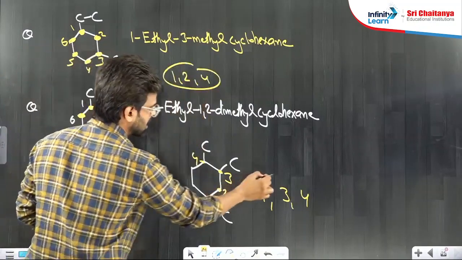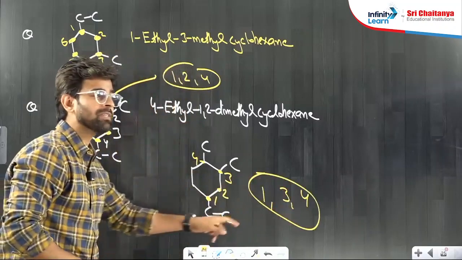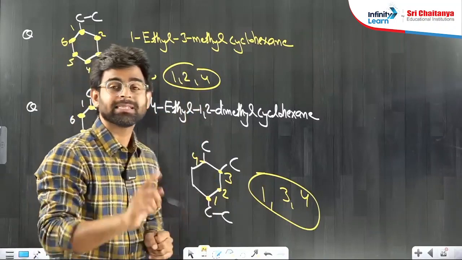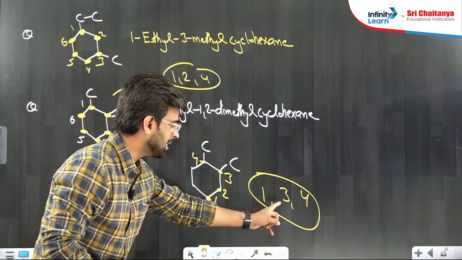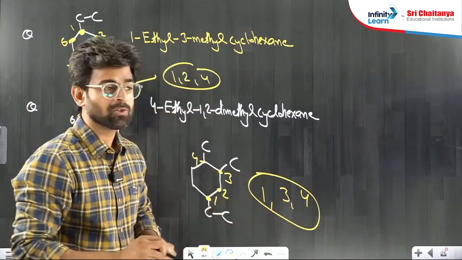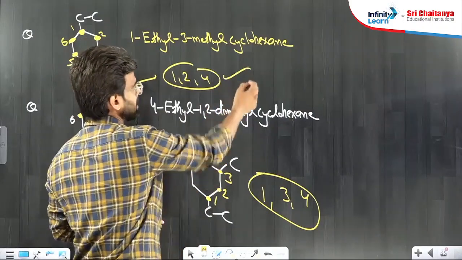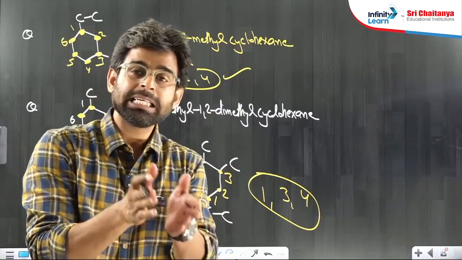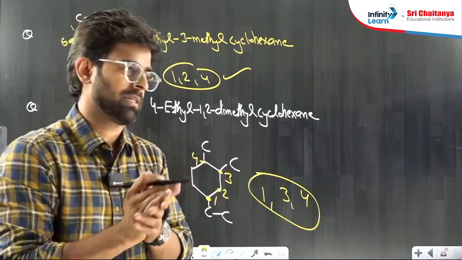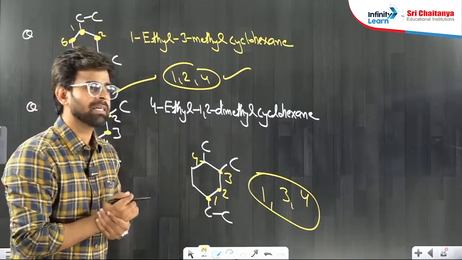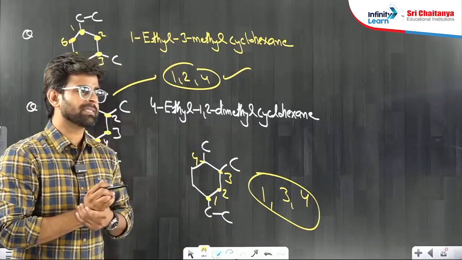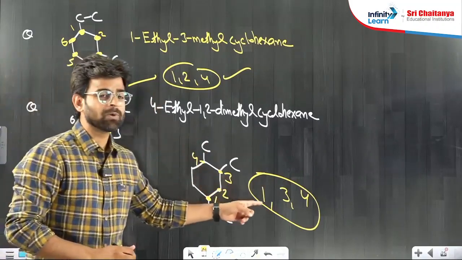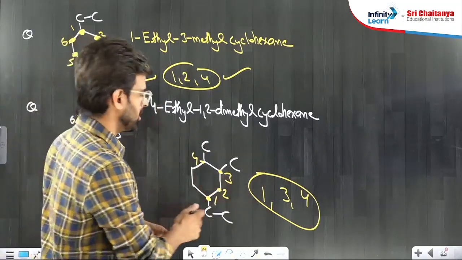Which one is the lowest sum? 1 plus 2 plus 4, how much? 7. 1 plus 3 plus 4, how much? 8. So we are following which rule? The lowest sum rule, right? If the lowest locant rule ties, then we see the lowest sum rule. Are you clear now? Why am I taking this one? Why am I not taking this one? Are we clear? Okay.